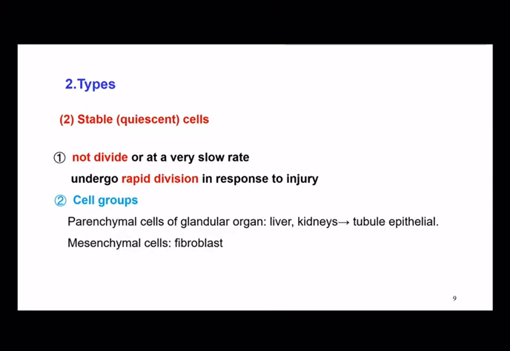The second type is stable or quiescent cells. In normal state, these cells don't divide or divide at a very low rate. In the situation of injury, quiescent cells will undergo rapid division. They are parenchymal cells in glandular organs such as hepatocytes, renal tubular epithelium, and mesenchymal cells such as fibroblasts.